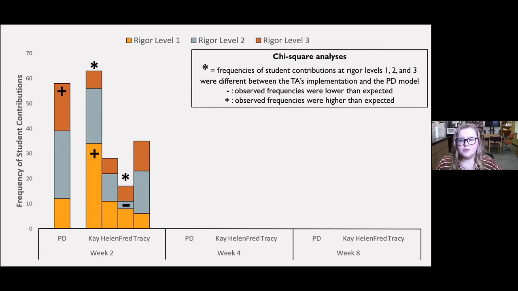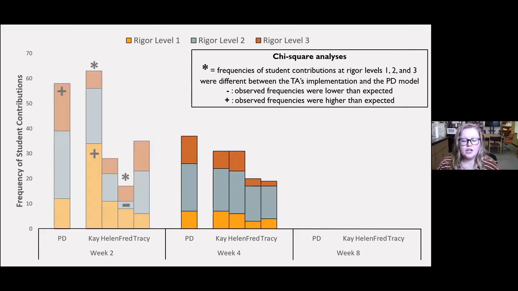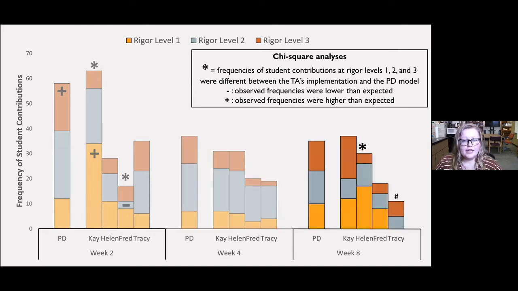And then we can use a chi-square goodness of fit test for an association between the frequency of student contributions at each rigor level observed across the 5 implementations. And so during week 2, Kay was eliciting a higher frequency of rigor level 1. Fred was eliciting fewer rigor level 2, with the PD eliciting a higher frequency of rigor level 3. When looking at week 4, the TAs and the PD were eliciting a similar frequency of the student rigor contributions.